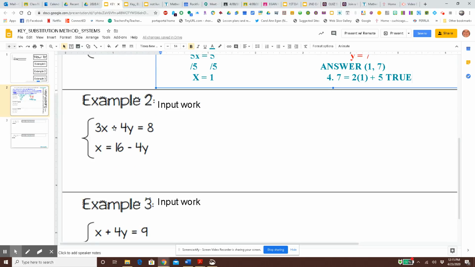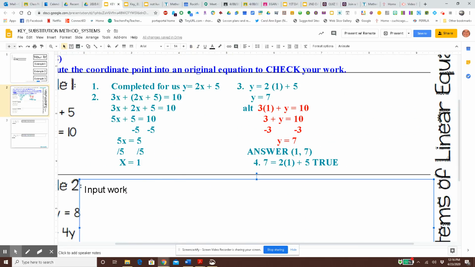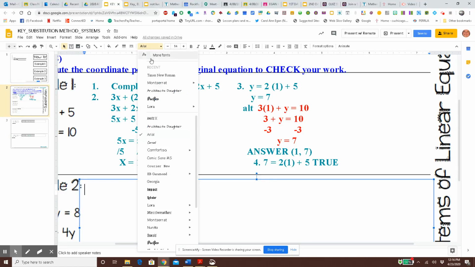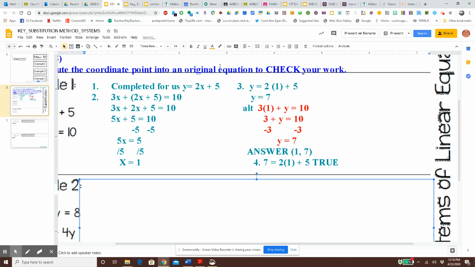Example 2. We have 3x plus 4y equals 8, and x equals 16 minus 4y. Here, again, they've already isolated. They've already completed step 1 for us. They've isolated the x. I'm going to choose a different color for this one just because I want to do things different. I'm going to choose this nice orange and bold it.